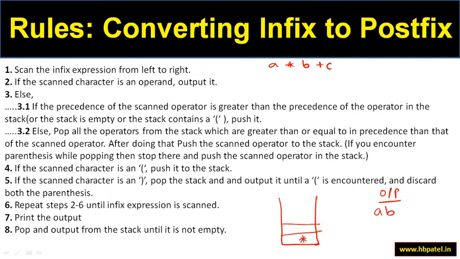Now look at this. The star has higher precedence than plus, so we will not be pushing. First we'll be popping the star, so star will be removed from here. Then the new operator, this plus, we will be pushing over here. Then again c, so I'll put that c in output, and at the end this plus we will pop. So this is how it goes. That's the third rule about precedence.